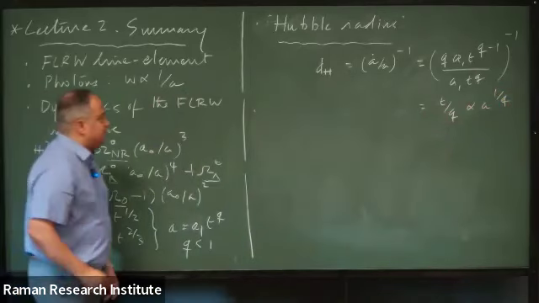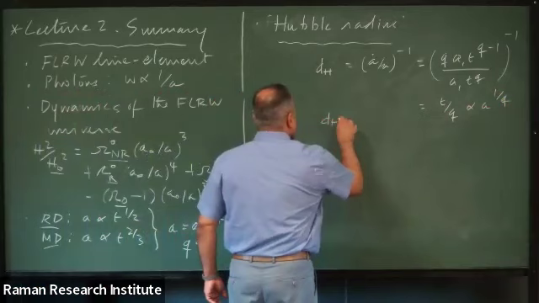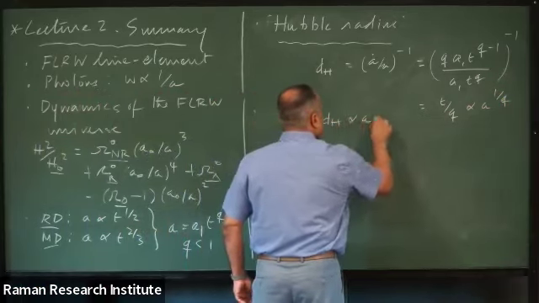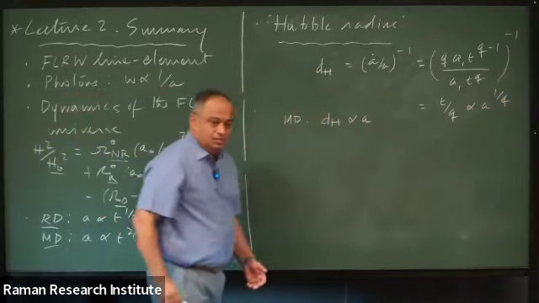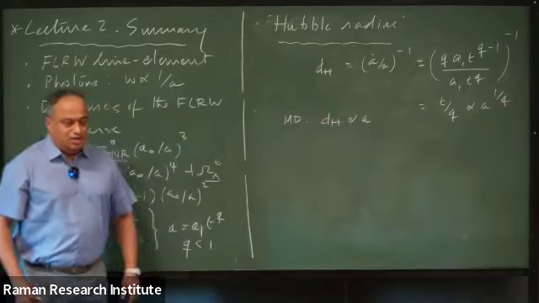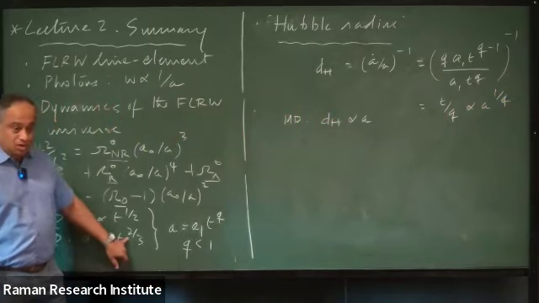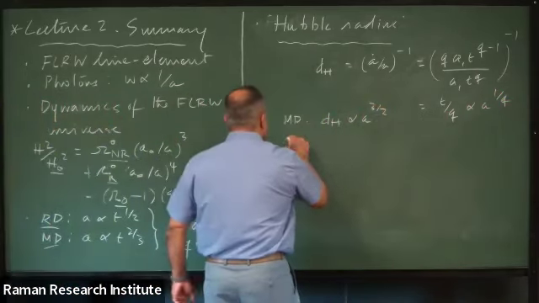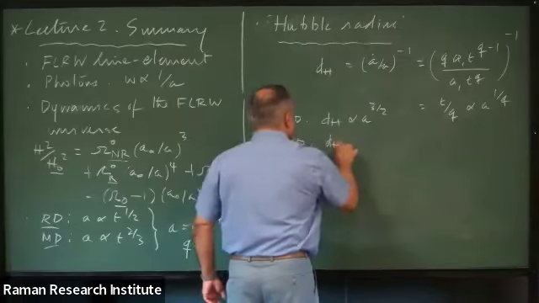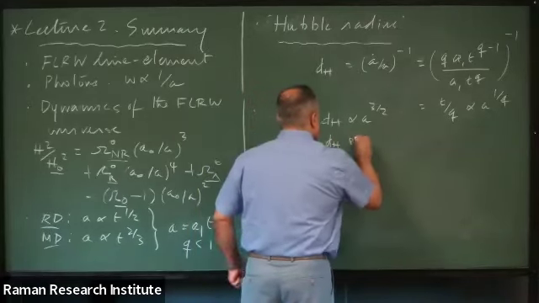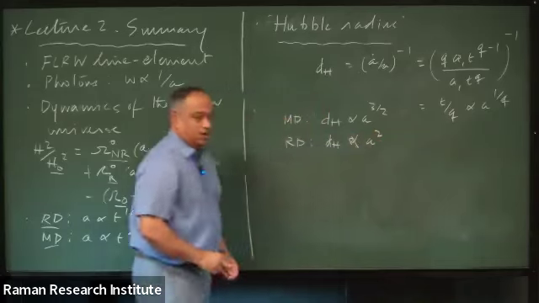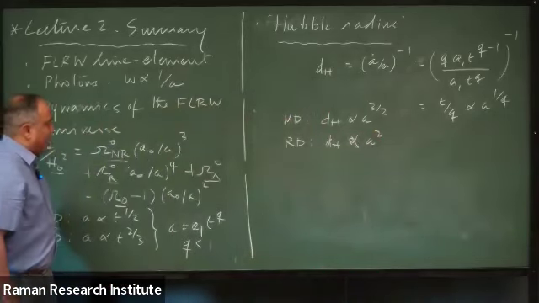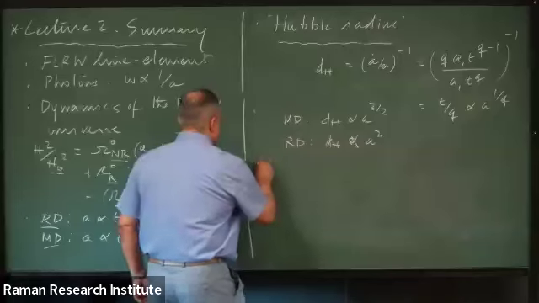So the Hubble radius dH, during matter domination, behaves as a power, what is q in matter domination? 2/3. So it behaves as a power 3 by 2, and during radiation domination, dH behaves as a squared. This is what I want you to understand. Okay, now I need to introduce an epoch called equality.